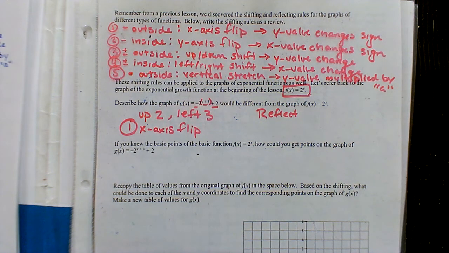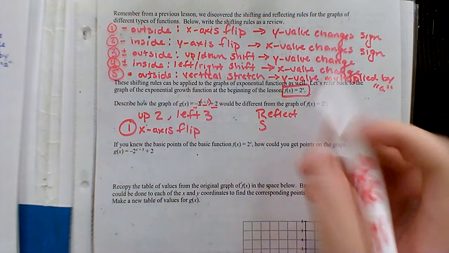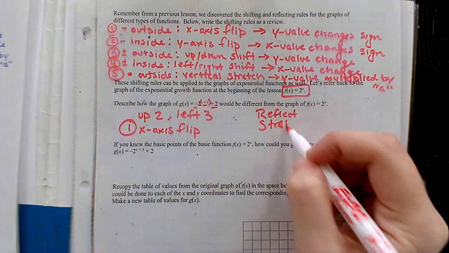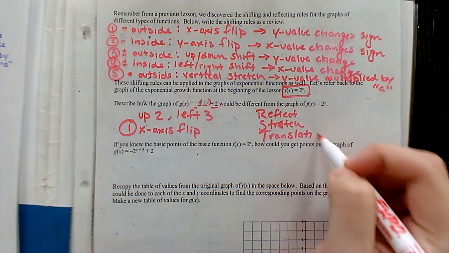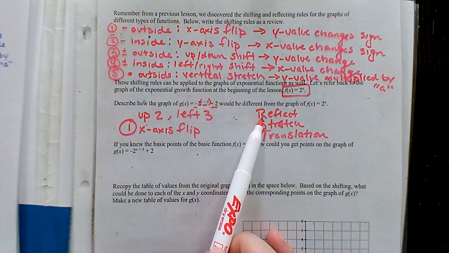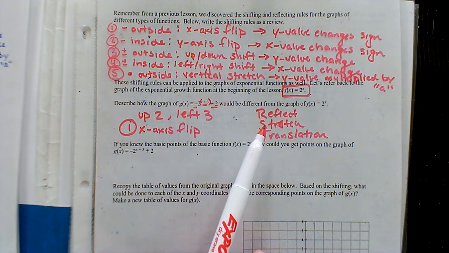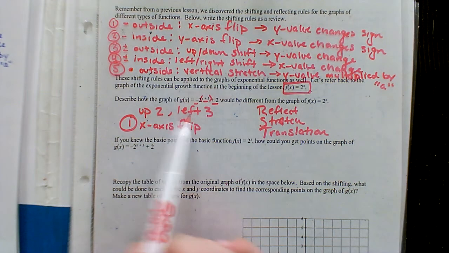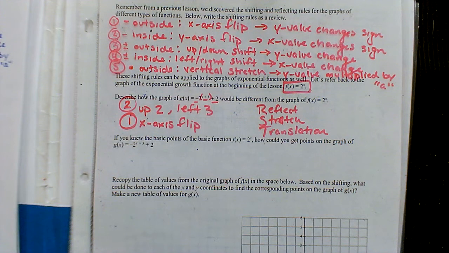Think about the alphabet. What comes after R? S. What do you think the S stands for? That's stretch. Yep. T. The T is a translation. That's the left or right and up and down motion. So we do RST, just like the alphabet. We identified a reflection, so we have to do that first. We did not identify a stretch, so that's one less thing we have to worry about. But we did identify some translations, so we'll do those after we do the flip.